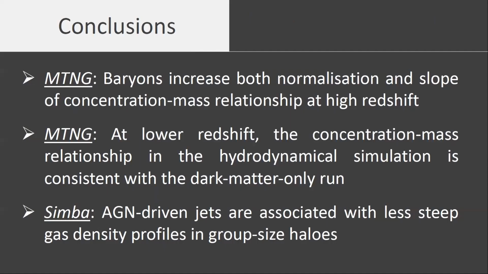So just to summarize my conclusions from the Millennium TNG side, our preliminary results show that the baryons seem to increase both the normalization and the slope of the concentration-mass relationship at high redshift, whereas at lower redshift, the results seem to be consistent with the dark matter only run. From the Simba simulation, that suggests that AGN-driven jets are associated with less steep gas density profiles in group-size halos. So thank you for your attention.